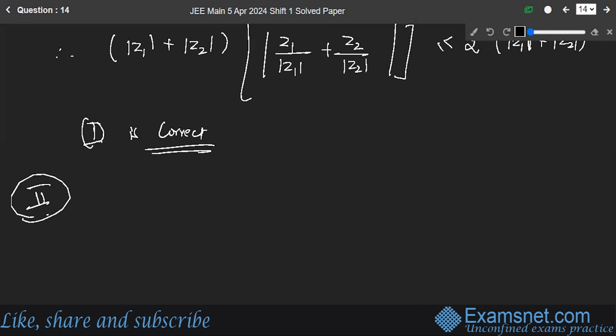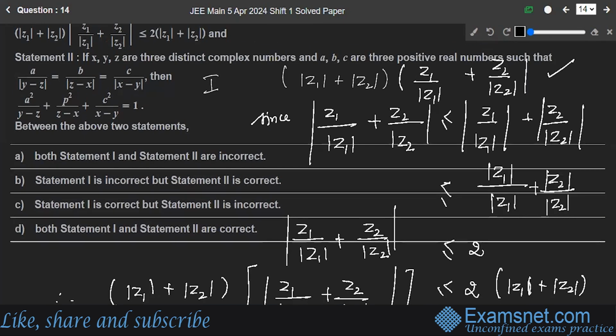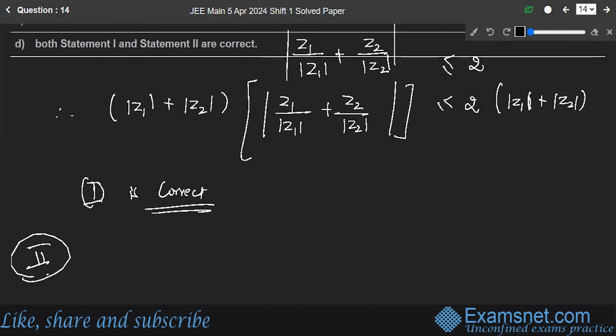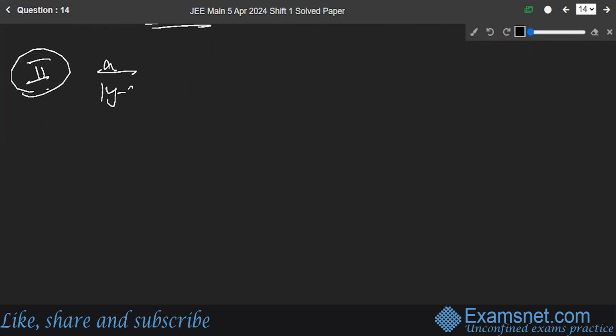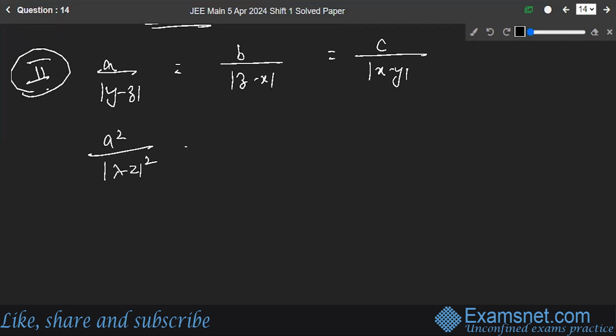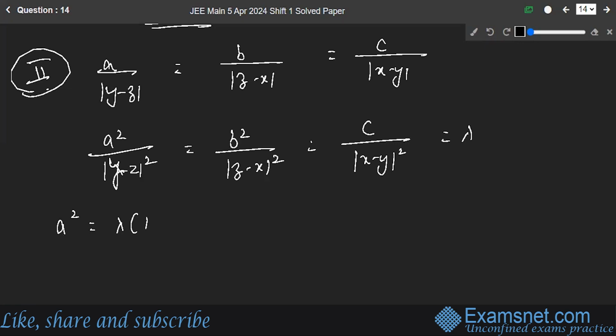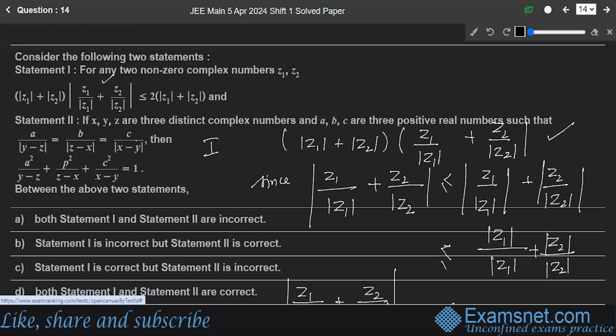Here you have the second one. It is given that a upon modulus of y minus z, b upon modulus of this, c upon modulus of this are equal. Let's square them. You have a squared upon modulus of y minus z squared, this is equal to this is equal to this. Let's say this is equal to some lambda. Sorry, here it was y, not lambda. Okay, so this is equal to some lambda. Here it gives you a squared is equal to lambda into modulus of y minus z squared.